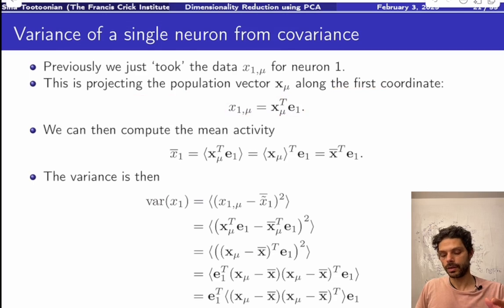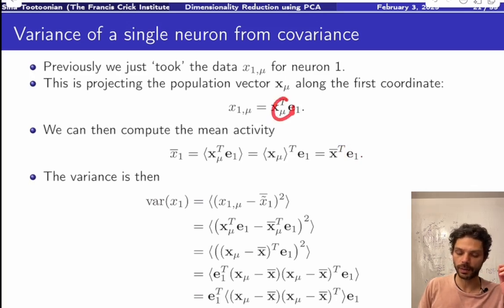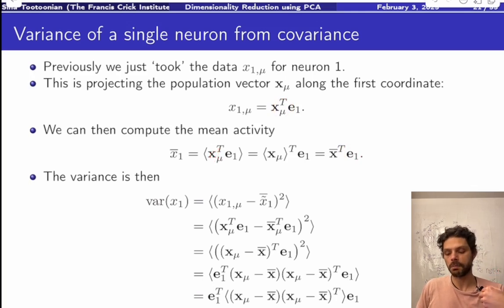So then, if we want to compute the variance, we have to compute the mean. And it turns out that that's actually just a projection of the population mean onto the direction that defines this neuron, right? Remember, this direction defined neuron 1. We wanted its activity, so we projected the population vector along that direction. We wanted the mean activity, so we projected the mean. Now we're projecting the mean population vector across that direction.